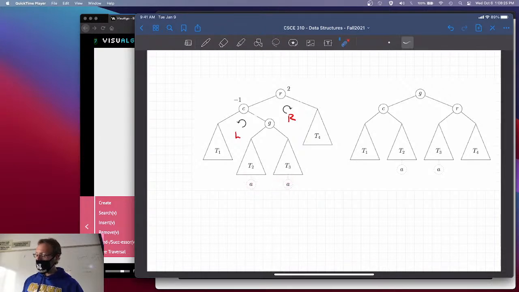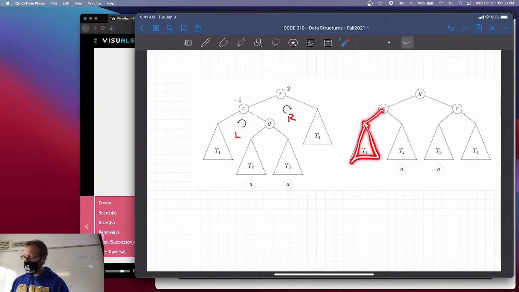In either case, though, when you do the left rotation, right rotation, T1 is unchanged, T4 is unchanged. T4 is still the right child of R, and T1 is the left child of C. But what happens is these 2 inner trees right here. This is root, child, grandchild. That's why I used RCG. This is the grandchild of this root right here. What happens is it rotates over and then rotates over, and so T2 becomes the new right child of C, and T3 becomes the new left child of R.